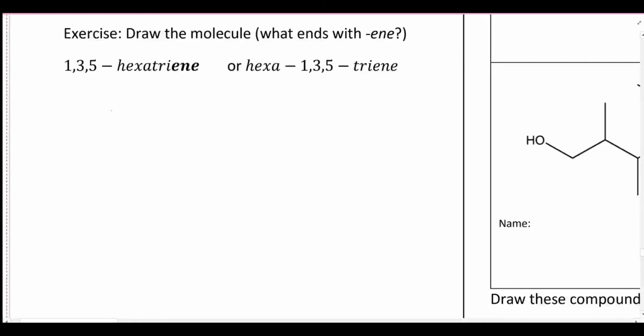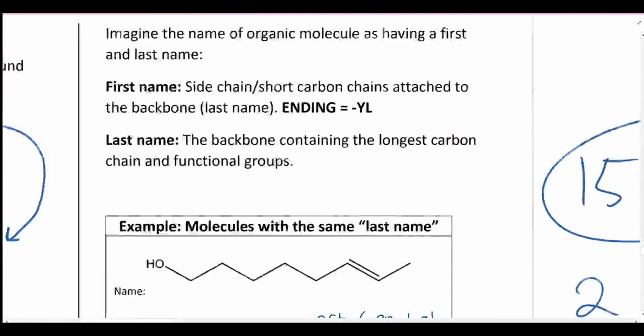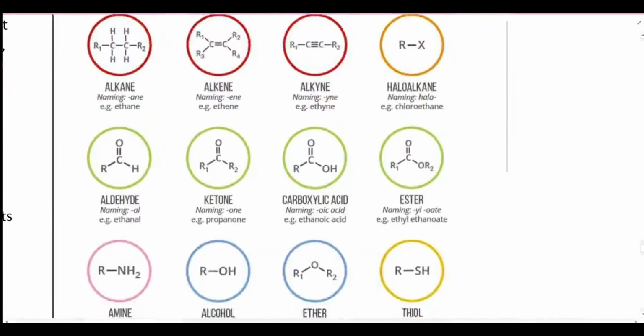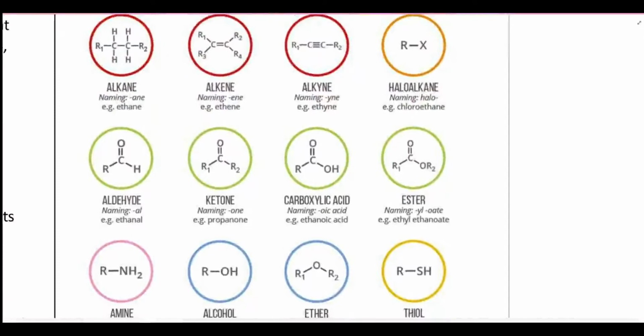And I want you to pause and try to figure out what an ene functional group is. And there's a prefix tri here. And if you want to know where you can find the list of these names, you can find them right here, right? And the way to read this particular thing is pretty straightforward.